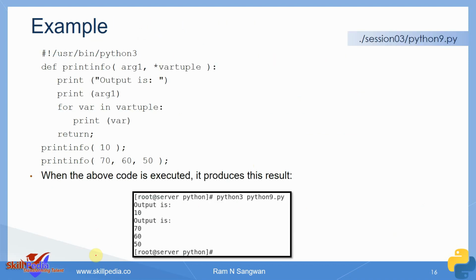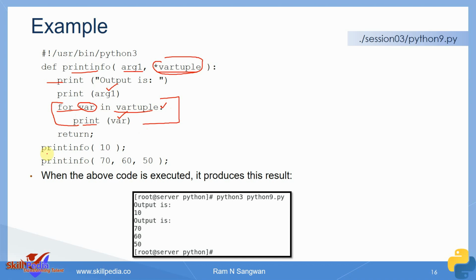Look at some examples. Print info, argument 1 and variable tuple. The output is: first argument 1 is printed, and for var in the var tuple we are printing all the variables. This var, you can give any name to it, donkey, horse, monkey, but it is going to be a placeholder for every element in the tuple one by one, and that's why we are using a loop. We will discuss control structures later, not discussed so far. Right now, take it as all the elements being processed one by one.